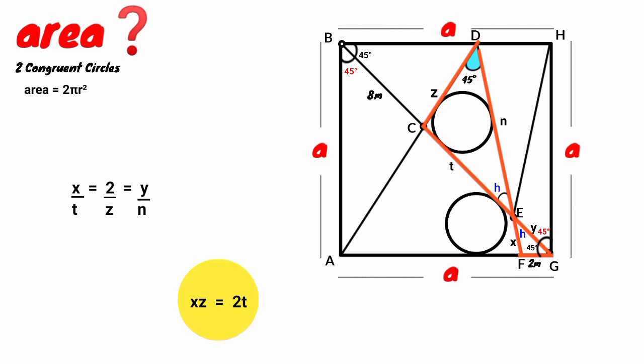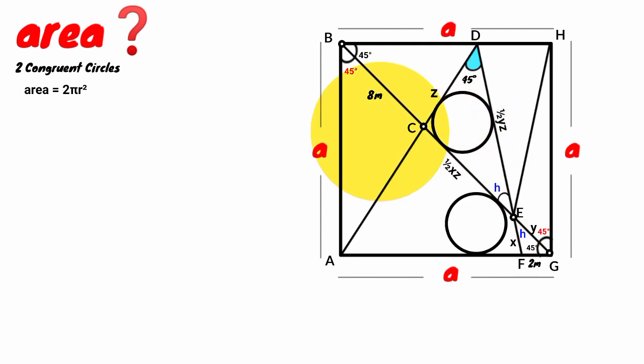Multiply through by 1 over 2. So t equal to 1 over 2 xz. That is, the length of this side is 1 over 2 xz. Come to this part, 2 over z equal to y over n. If you cross multiply and make n the subject, n equal to 1 over 2. Substitute it here.